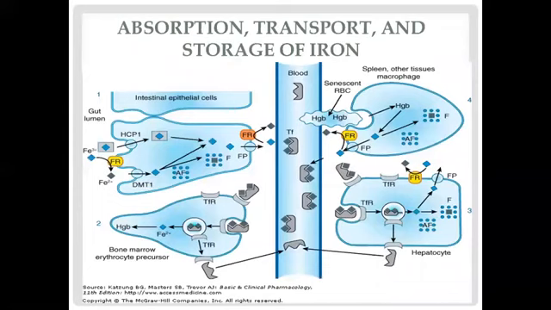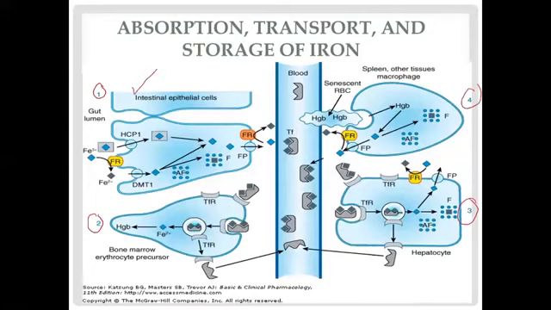The figure shows the absorption, transport, and also storage of iron. And there are different parts that you must recognize. Number one is the gut lumen. Second is the bone marrow erythrocyte precursor. Third is the liver cell or hepatocyte. And then finally, the macrophages in the spleen.